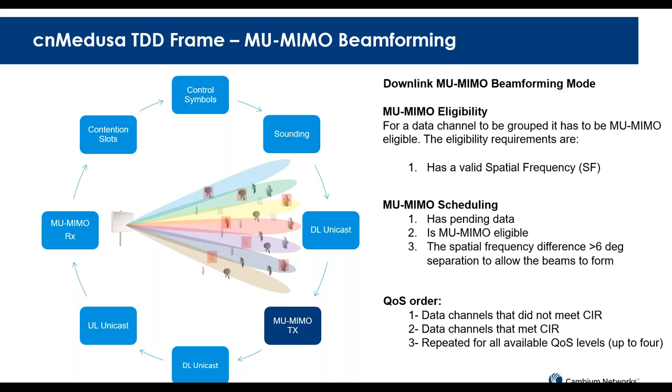Also, the PMP450M supports up to 4 quality of service levels, and for each level, the scheduler needs to look at the data channels that met or did not meet the committed information rate. So the scheduler looks at all the quality of service parameters to make sure it picks the data channels that need to be scheduled first. And also it looks at the physical deployment of the subscribers to check which subscribers can be scheduled together. And based on all of this, it selects the best group of subscribers to be part of this MU MIMO transmission. And the goal is to maximize the sector throughput, so to pick the subscribers that will transfer the largest amount of data.